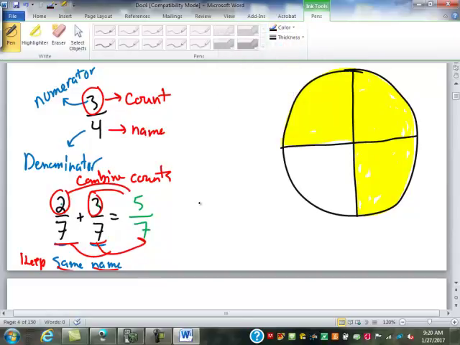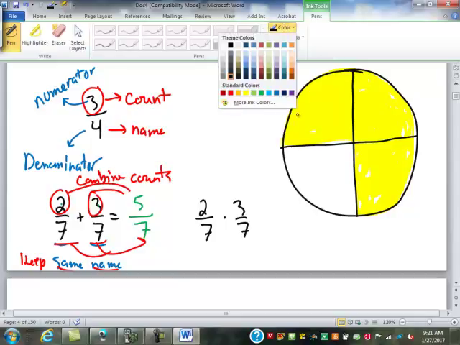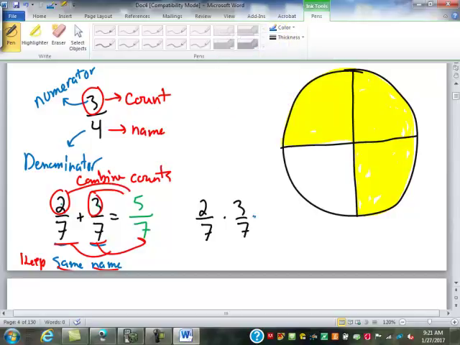When you go to multiply 2/7 times 3/7, what were you taught to do? Straight across, right? 2 times 3 is 6. 7 times 7, 49. Again, not any special rules for fractions. Just like with our 3 inches and 6 inches. We combine the counts, then we also combine the names.